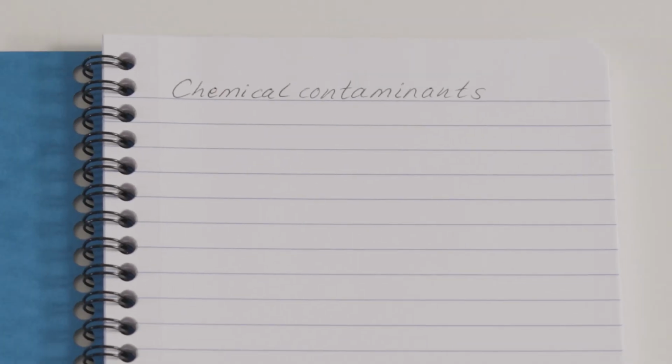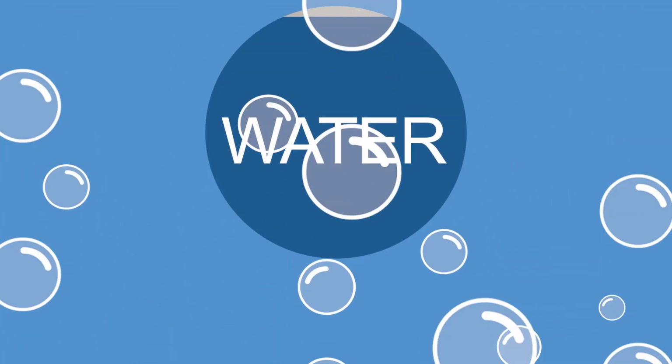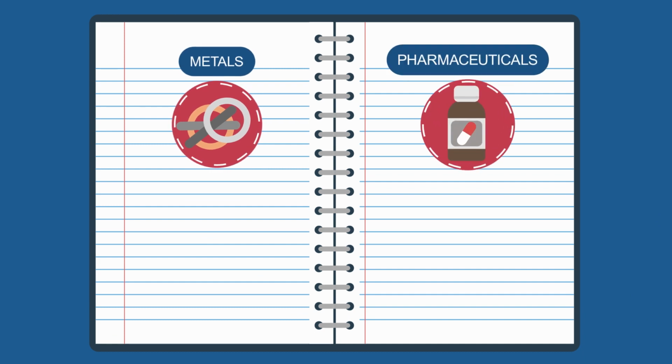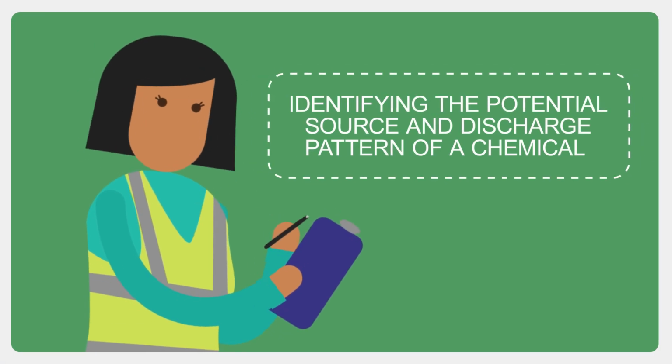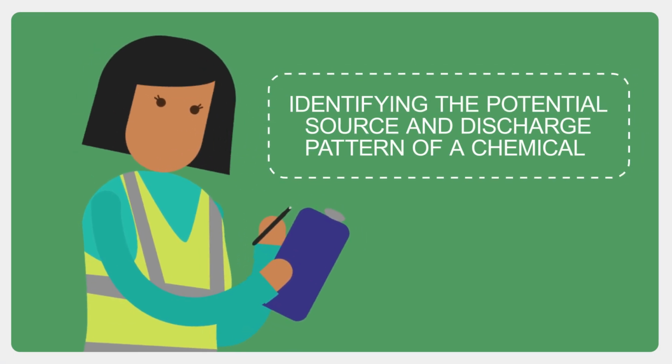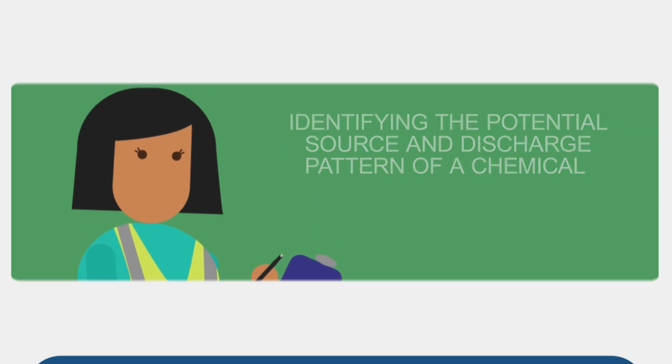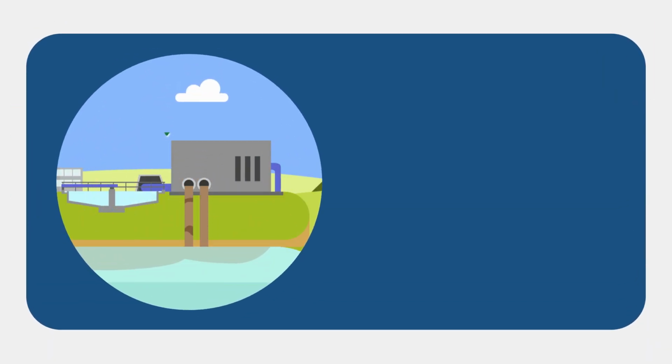When starting your study, you'll need to identify the type of chemical or chemicals you want to monitor, such as metals, pharmaceuticals, personal care products, and pesticides. Identifying the potential source and discharge pattern of a chemical is an important step. For example, human pharmaceuticals will be continuously released, usually via the effluent of a wastewater treatment plant.